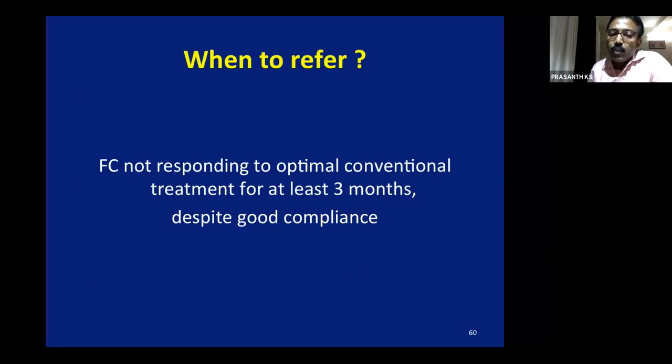So, having seen the management, at what point of time should we think about workup for additional etiology or referral? If a child who is diagnosed with functional constipation has been on optimal conventional treatment, in the protocol which I mentioned earlier, for at least 2 months, and despite compliance you are not having the desired response, then we need to think about other causes and probably we may contemplate referral.